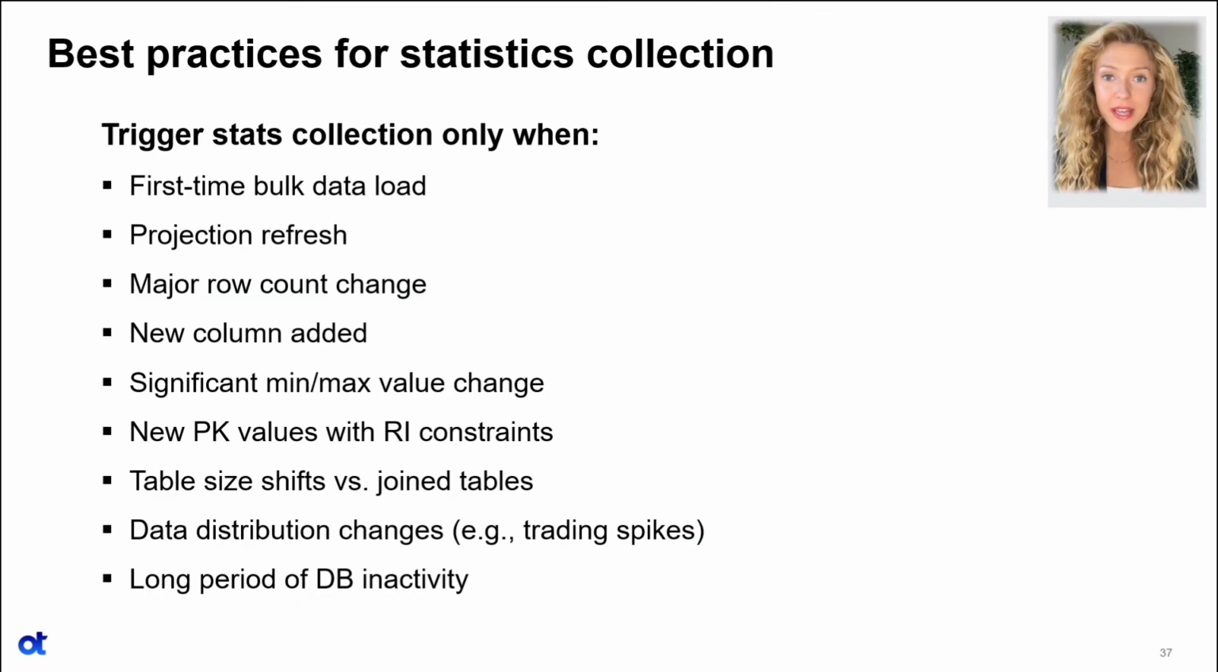For example, after an initial bulk load, refreshing projections, or significant row count changes. Recalculate statistics when adding new columns or when column min and max values shift. Update statistics if new primary key values affect referential integrity. Collect statistics when table size changes relative to joined partners, for example, a large table becomes smaller. To save time, collect only the required statistics on specific columns or a range of partitions in the specified table.